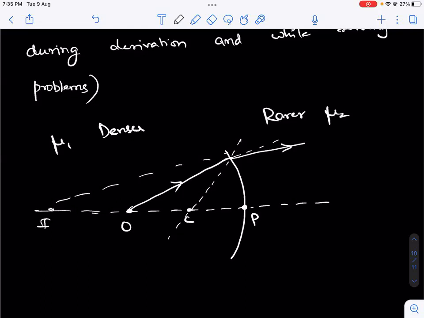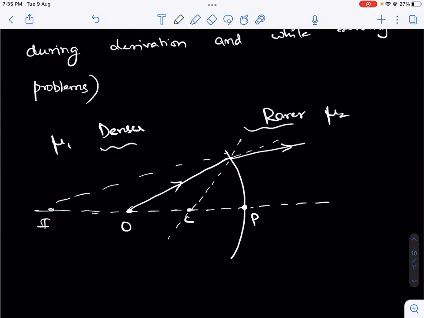So with respect to a ray moving from denser to rarer, there are two scenarios possible. Depending on the amount of bend or deviation the refracted ray is taking, it can form either a real image or a virtual image. Real image would have been formed when it is bending more. Virtual would have been formed when it is bending slightly less. Means if it is very much closer to the actual path, it will form a virtual image.